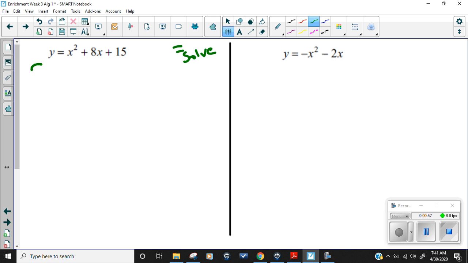So you still approach it the same way. You have a is with the x squared. So a is here, and there's only one x squared, so a is 1. B is 8 with the x, and C is 15. Now when we're solving for x.